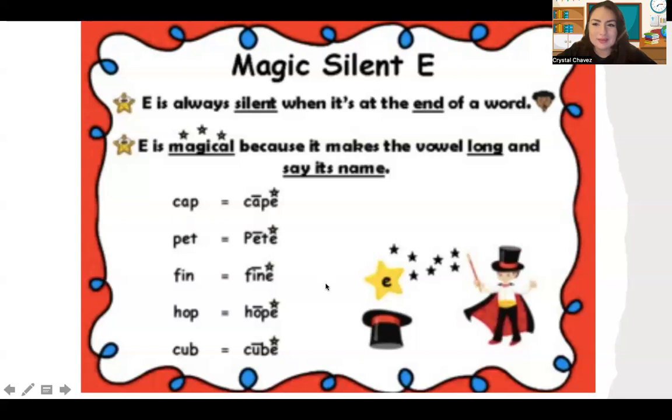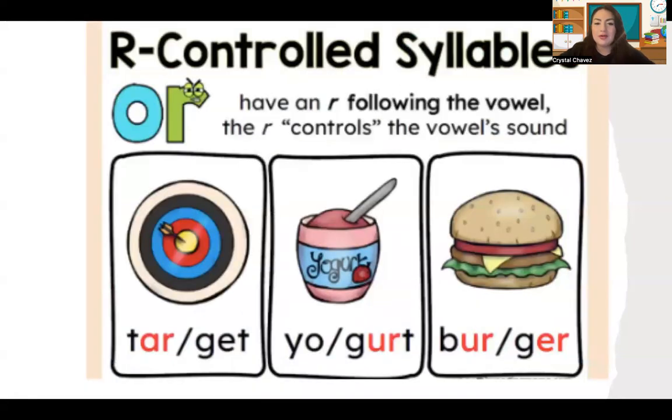Okay, let's move on. All right, something else we've been learning, a rule. Guys, these are English language rules that we need to know. That way it's easier for us to read. Okay, there are some things we've learned, these are R controlled vowels, right? So when you see an R behind a vowel, it automatically makes it go r, right? Like in target, yogurt, burger.